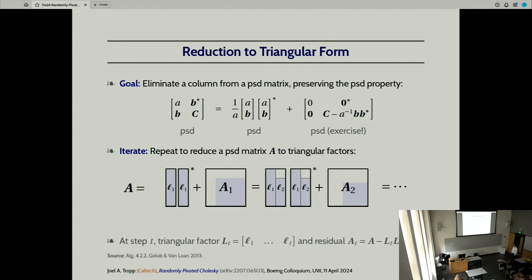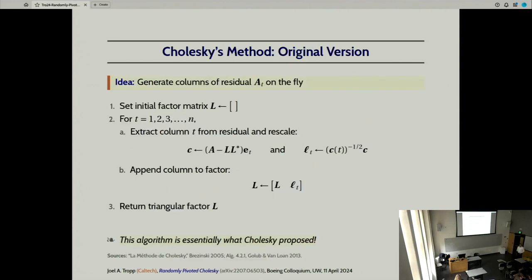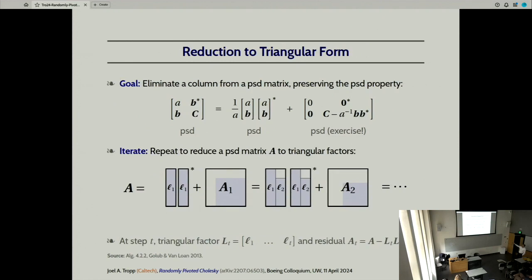Okay, great. So this is not what Cholesky did. He did something a little bit different. He said, why don't we generate the columns of this residual matrix on the fly? So now the way he formulated his approach is to start with a factor matrix L, which is empty. At step t, I'm going to pick off the t-th column of the residual. So I pull off the t-th column of A. I find the t-th column of the approximation, subtract it off. I normalize it by the square root of the diagonal entry. That corresponds to the normalization here. So I've split it into two pieces, one on each part.